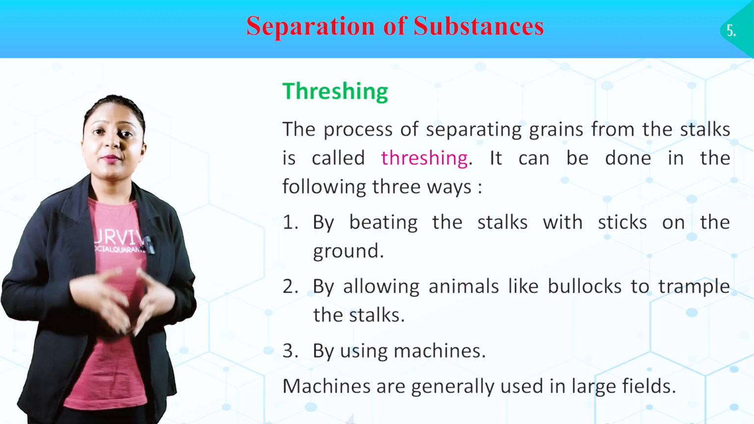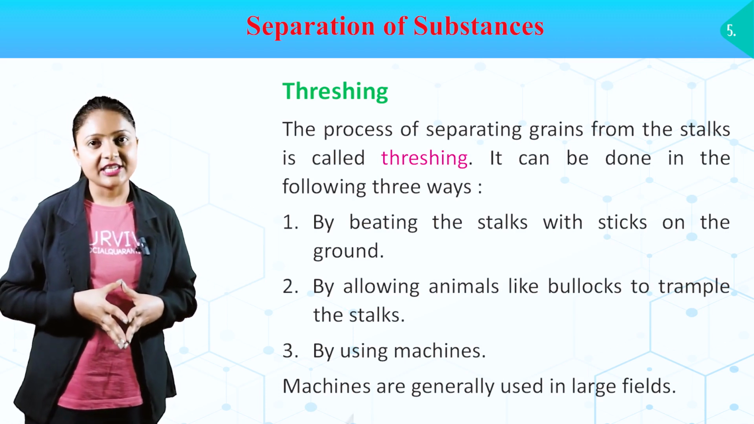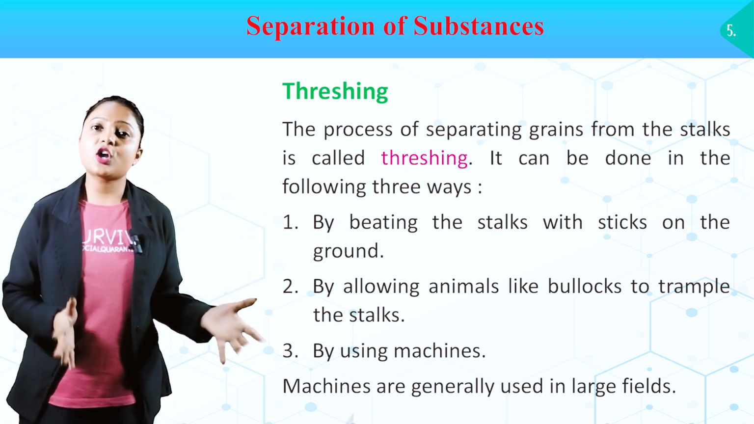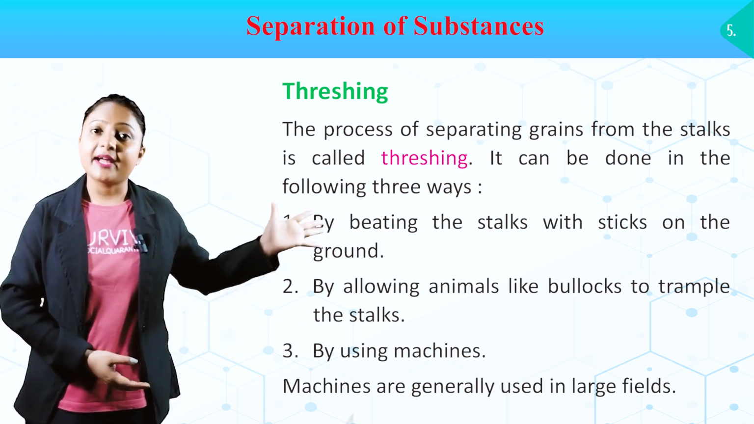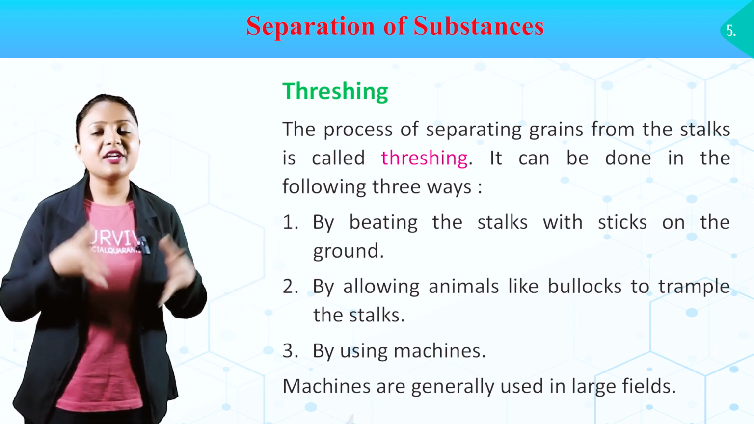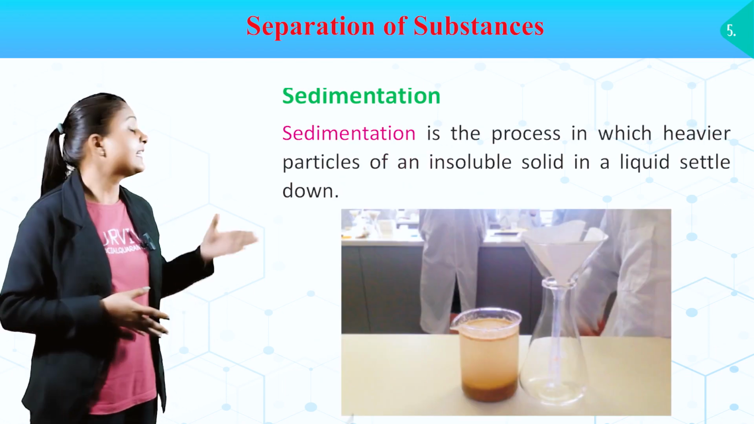Threshing. The process of separating grains from the stalks is called threshing. It can be done in the following three ways: by beating the stalks with sticks on the ground, by allowing animals like bullocks to trample the stalks, by using machines. Machines are generally used in large fields.